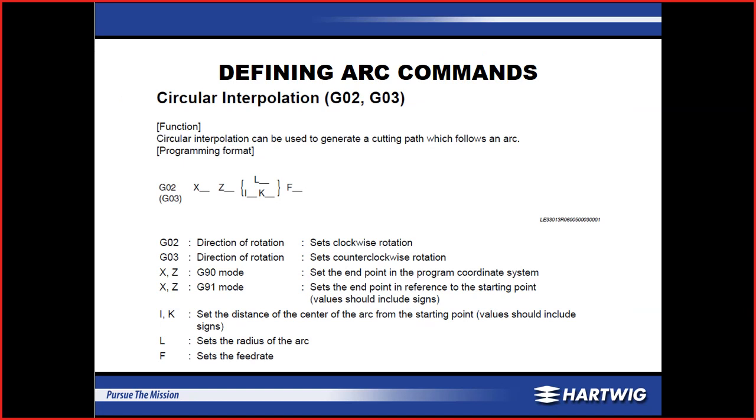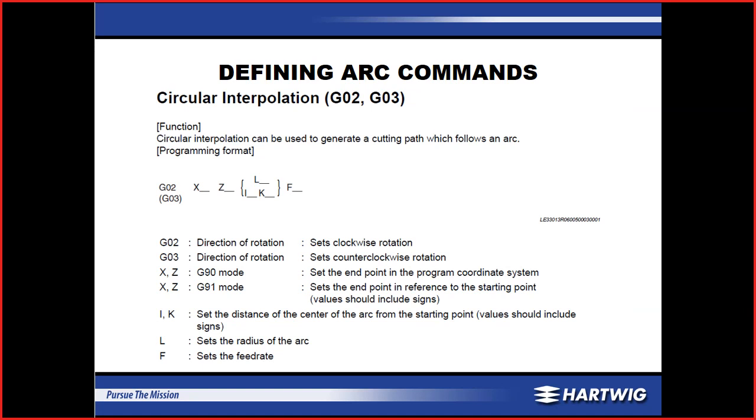Defining arc commands. There are two ways we define an arc command. First, we have to give it a G2 or a G3 to tell whether we are going to use a clockwise arc or a counterclockwise arc. Now, the way you know the direction that the arc is going to be defined is by looking at the part and referencing the direction the tool is traveling, whether that is clockwise or counterclockwise. It's always based on the direction that the tool is traveling.